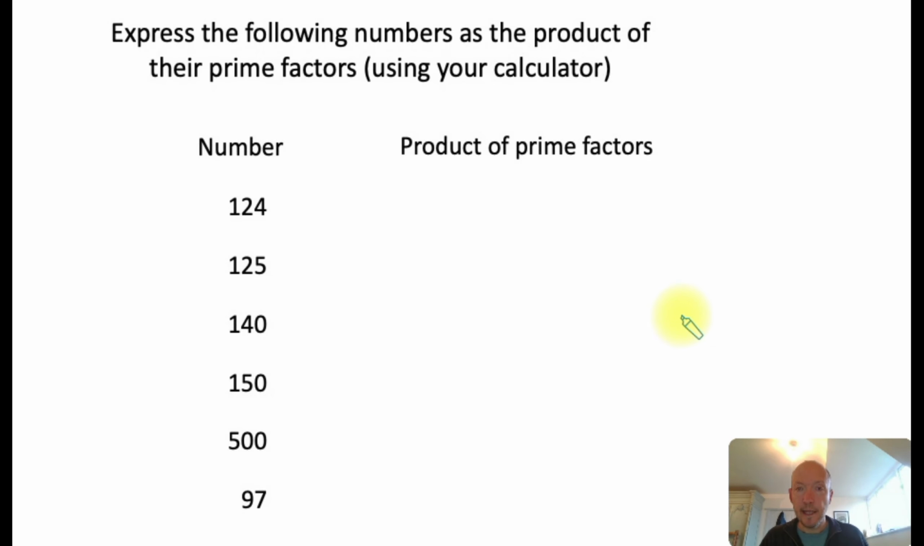So we've got 6 numbers here that we're going to, in each case, express as the product of its prime factors, again, using your calculator. So what I suggest you do is pause the video, have a go at each of these, put your answers down on a piece of paper, or again, you could annotate the PowerPoint if you like, if you print that off, and then we'll go through them together. So I'll give you a second just to pause the video, and then we'll take them there.